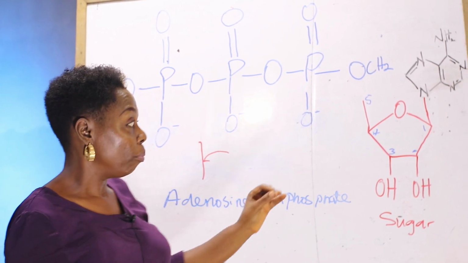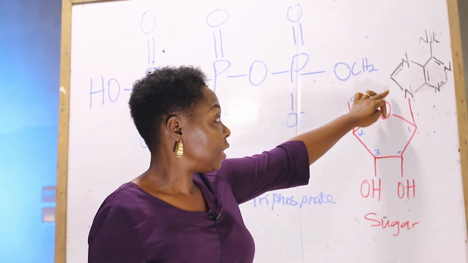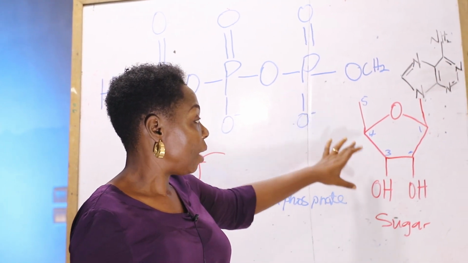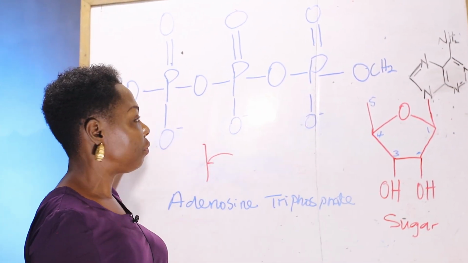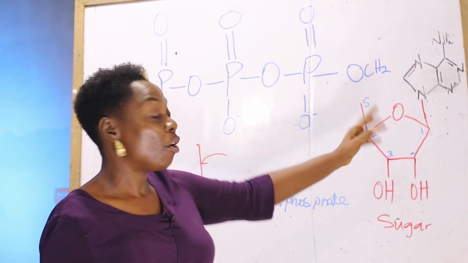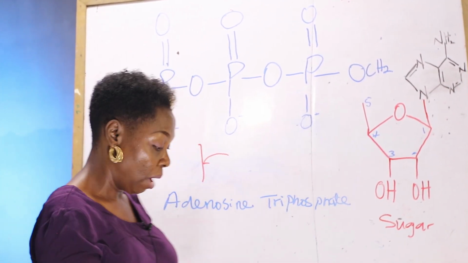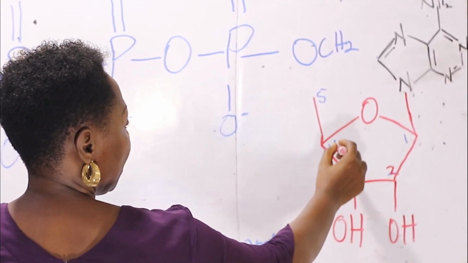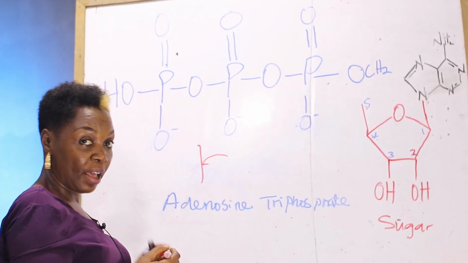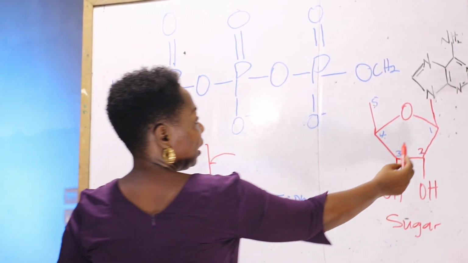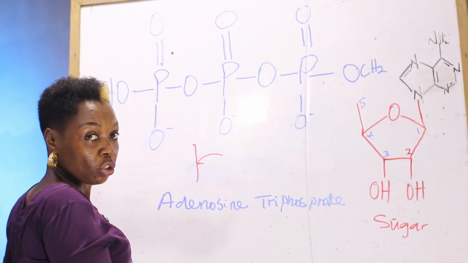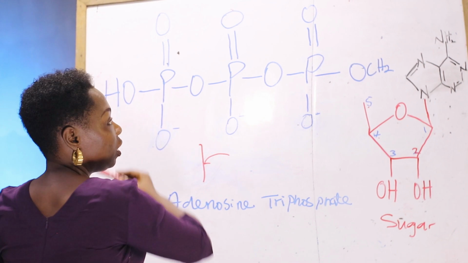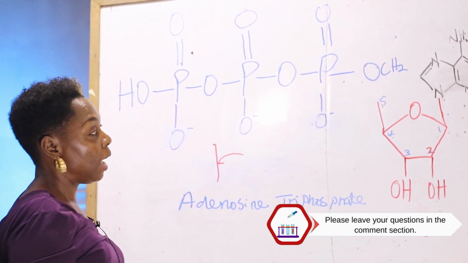It's a nucleotide composed of a nitrogenous base. Specifically, this is an adenine component, and then you have the sugar and you have the phosphate group. Now, by way of numbering of carbohydrates, you have carbon 1, this is carbon 2, carbon 3, carbon 4, carbon 5. All right, so carbon 1 is attached to the nitrogenous base. This is adenine, and then carbon 5 is where you have the phosphate groups being attached.